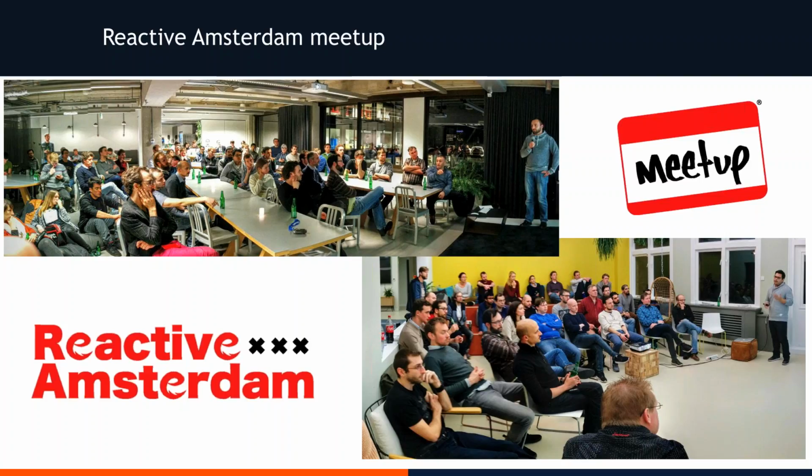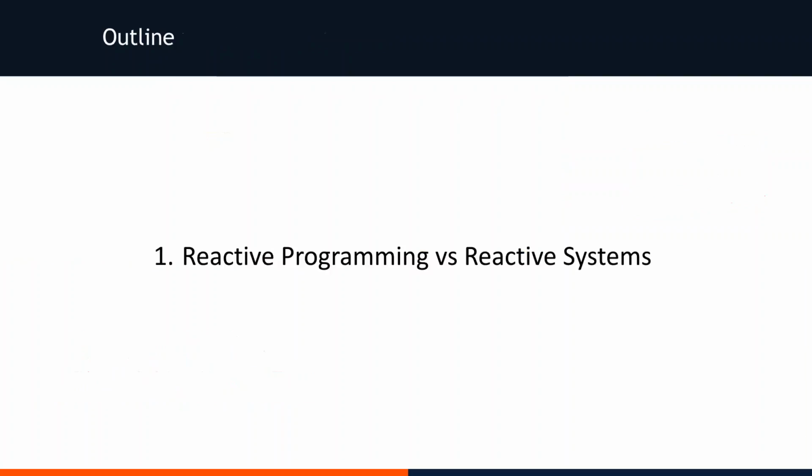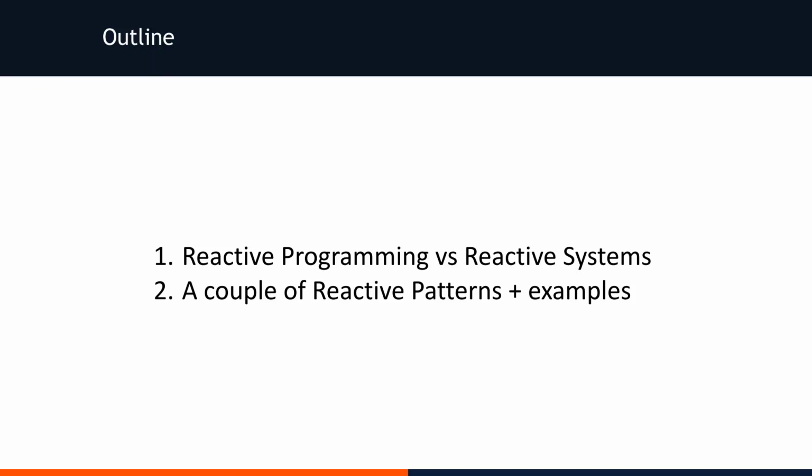So let's get down to some action. The outline of tonight will start, well, first bringing some clarity about this word reactive, which I know sometimes can mean all or nothing, and you hear it in many different contexts, so we'll try and shed some light there. And after that, we'll look a little bit deeper into some so-called reactive patterns and a couple of quick code examples of how to implement those.